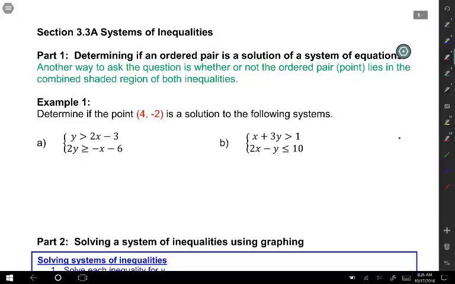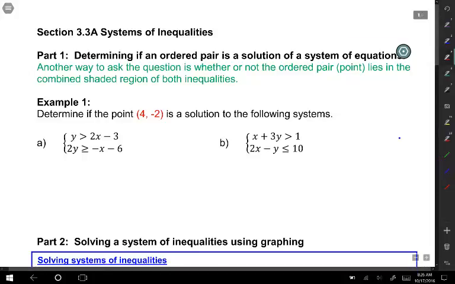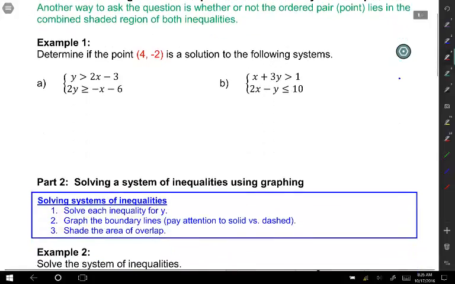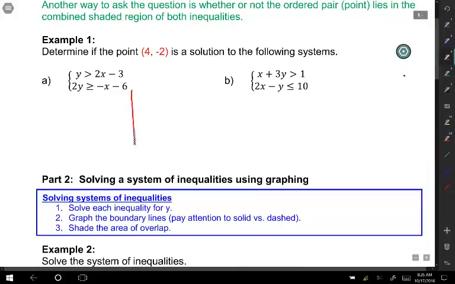4, -2. Is that point a solution to our two equations on the left? This is a little bit more difficult because, Luke, we don't have a graph that we can look at. So what we need to do here is just plug them in and see if we get a true statement. So take your section here and cut it into two parts. And we're going to say, hey, -2 greater than 2 times 4 minus 3.